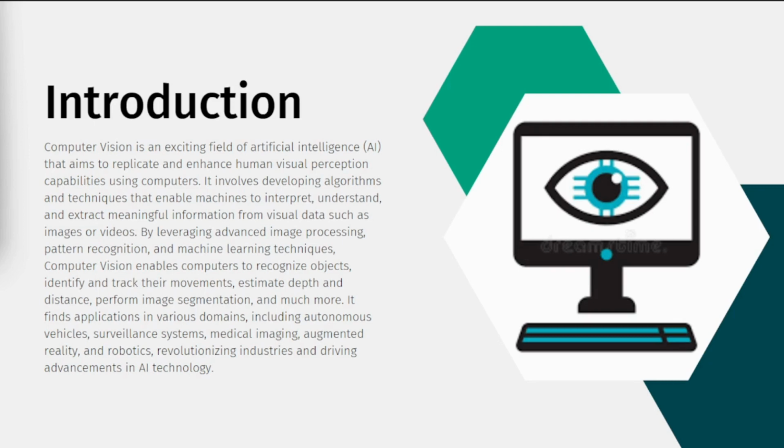By leveraging advanced image processing, pattern recognition, and machine learning techniques, computer vision enables computers to recognize objects, identify and track their movements, estimate depth and distance, perform image segmentation, and much more. It finds applications in various domains, including autonomous vehicles, surveillance systems, medical imaging, augmented reality, and robotics, revolutionizing industries and driving advancements in AI technologies.